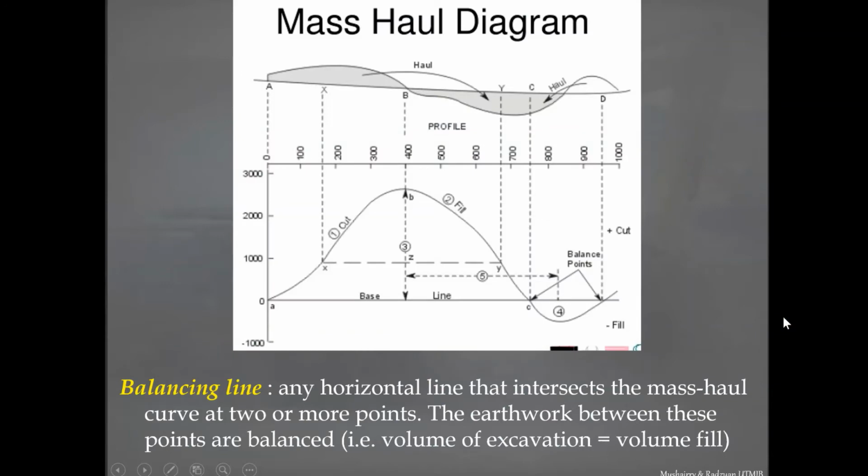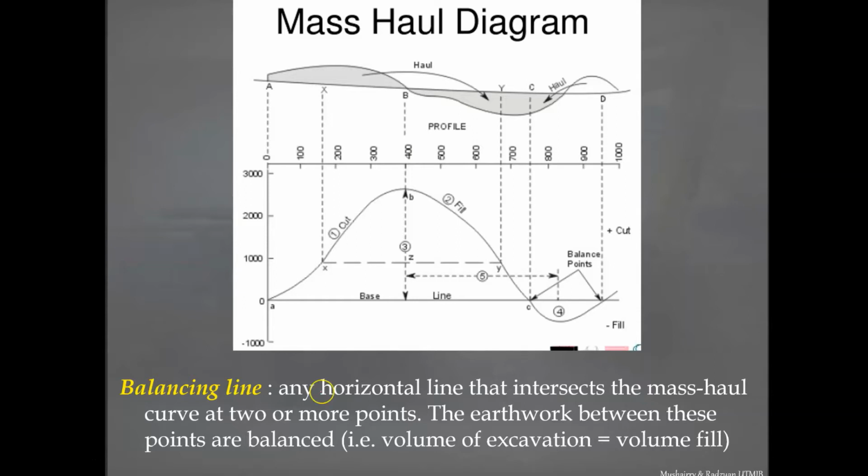Okay, next, balancing line, which is a very important concept in the Mass Haul diagram. Balancing line, if you want to put it in words, simply means a line that intersects the Mass Haul curve at 2 points or more. And what is the significance of the balancing line? It says the earthwork between these 2 points is balanced. It means volume of cut or volume of excavation will be equal to volume of fill.